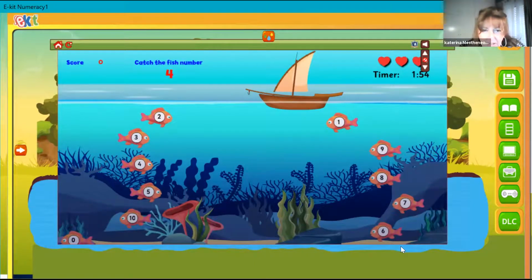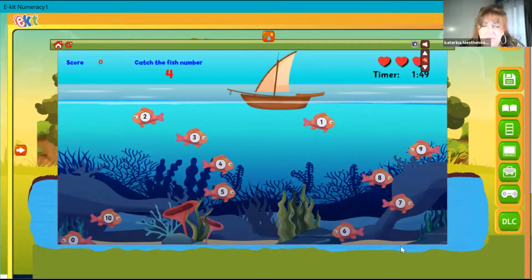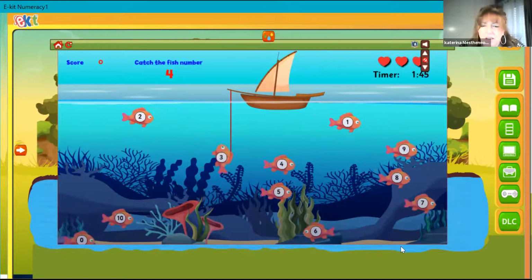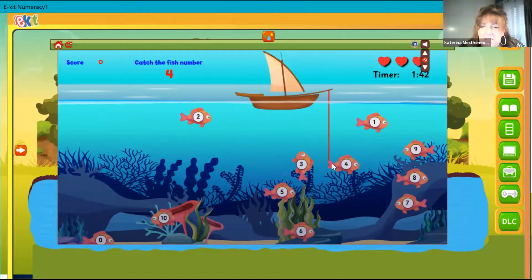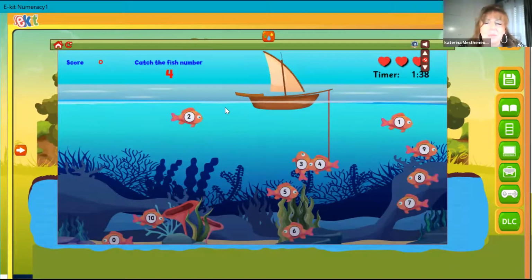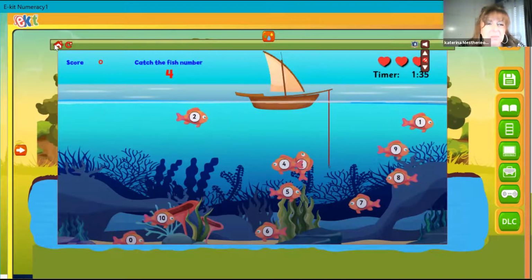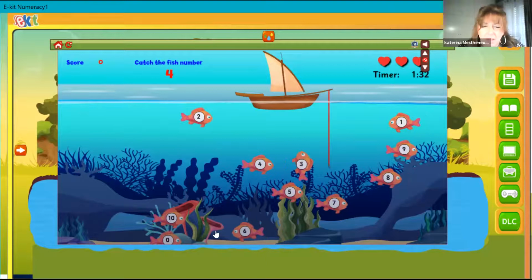Number 4. Where's number 4? Okay. And then down here, I've missed him. I've got number 3 instead. I don't want number 3. Move over. Have I got number 4? Nope. So I think it'll keep the teachers busy as well, not just the children. Let me show you another one. I found this was very difficult.